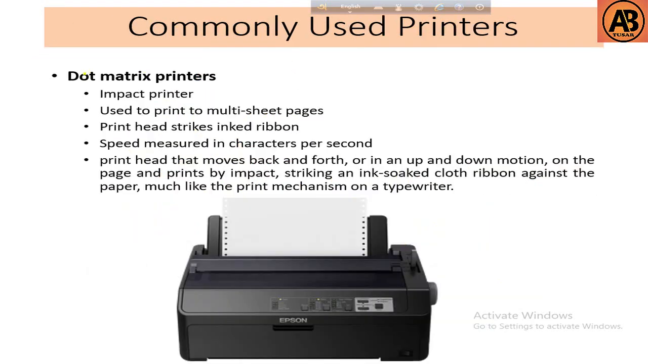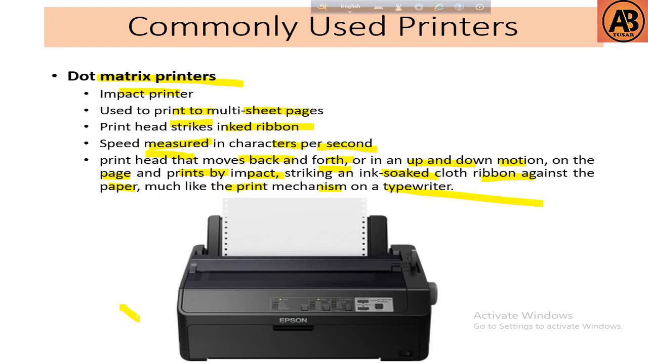Then dot matrix printers. Dot matrix printers are also impact printers, used to print multi-sheet pages. The print head strikes an inked ribbon. Speed is measured in characters per second. The print head moves back and forth or in an up and down motion on the page and prints by impact, striking an ink-soaked cloth ribbon against the paper, much like the print mechanism on a typewriter.